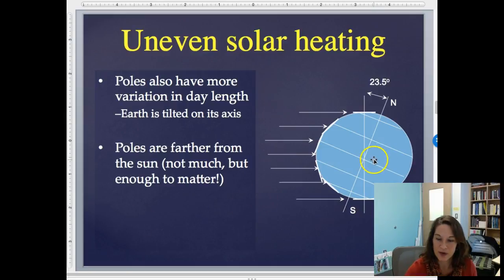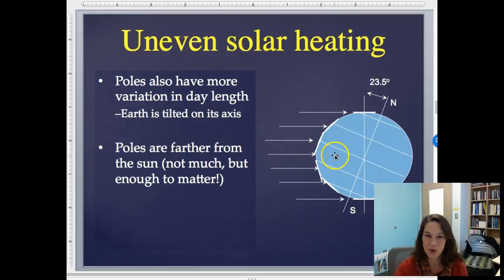Also, poles have more variation in day length. We all know this because the Earth is tilted on its axis. So in the winter, we in Anchorage get 5 hours a day of sunlight. In the summer, we get about 19. Whereas at the tropics, it's about the same all year round. So roughly 12 hours a day of light, 12 hours a day of dark.